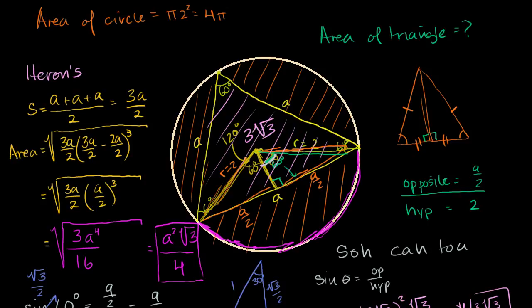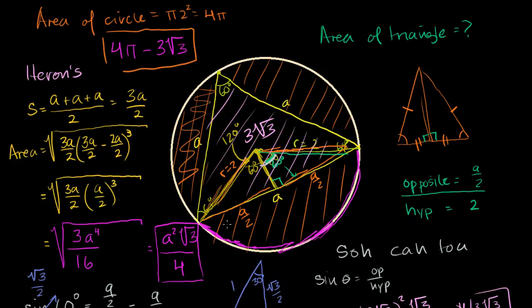Now, to go back to what this question was all about, the area of this orange area outside of the triangle and inside of the circle, well, the area of our circle is 4 pi. And from that, we subtract the area of the triangle, 3 square roots of 3, and we are done. This is our answer. This is the area of this orange region right there. Anyway, hopefully you found that fun.